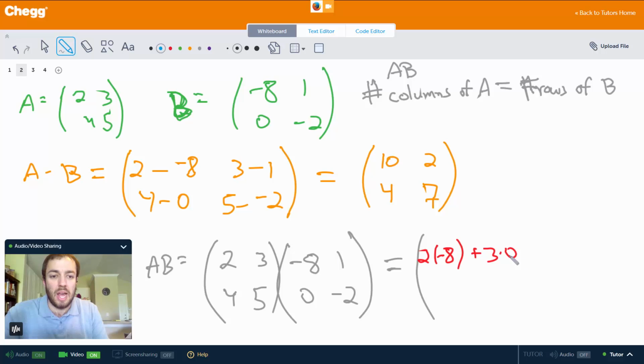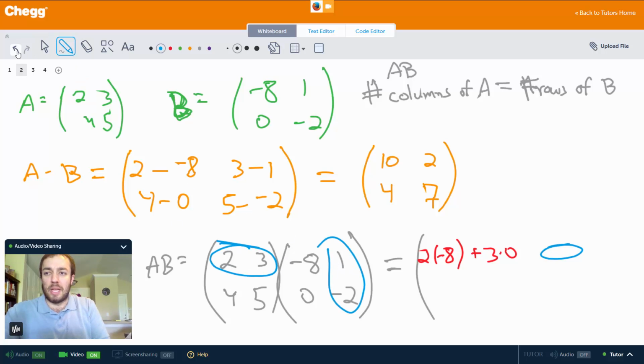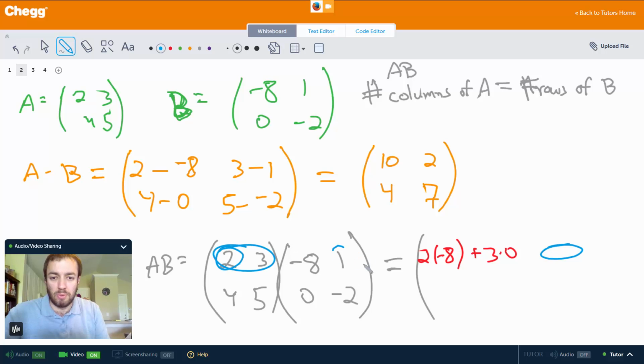Well, now, so that's in the first row, first column of the product AB. Now here in the first row, second column, what we're going to do is this row matched with this column, okay? That row matched with that column. So 2 from this row times 1 from this column.